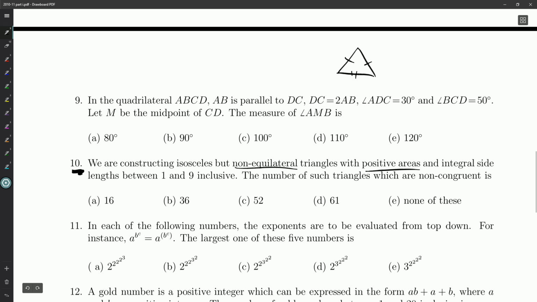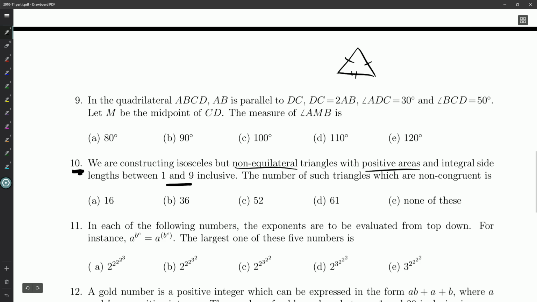I guess they don't want us counting like 10, 5, 5. That shouldn't count as an isosceles triangle because it has a zero area. That's what we call a degenerate triangle. I'm surprised they even bothered mentioning it, but okay. Positive areas and integer side lengths between 1 and 9 inclusive. So 5, 5, 10 wouldn't have worked anyway, but 4, 4, 8, that sort of thing.